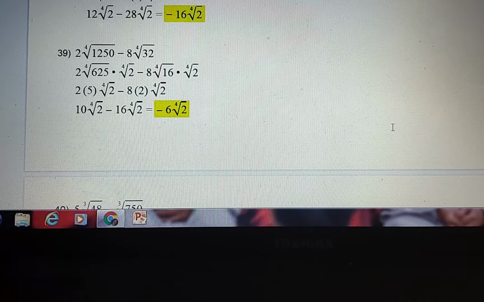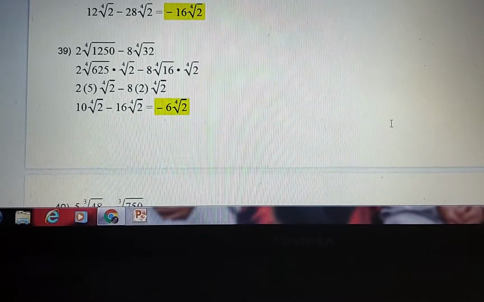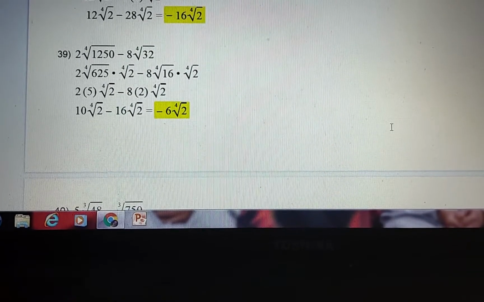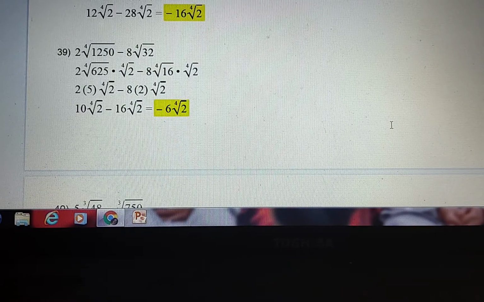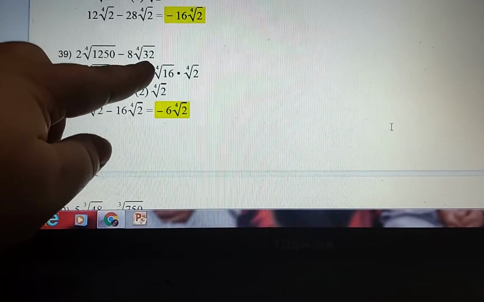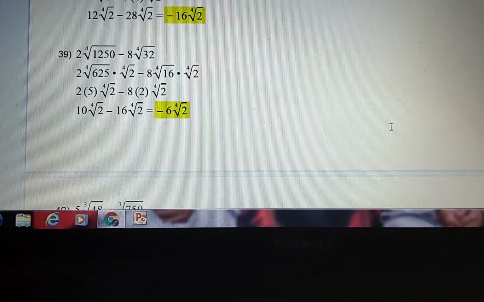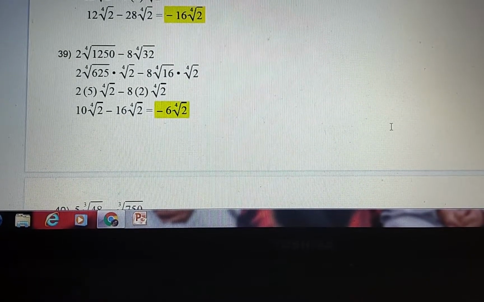Okay, number 39. If we try to turn the 1250 into a 32. Okay, so I'm going to take 1250 and divide it by 32. And what I get is a decimal. So that's not going to work.